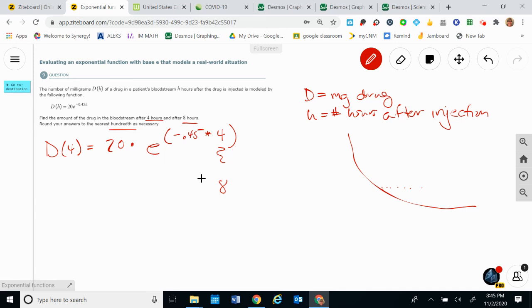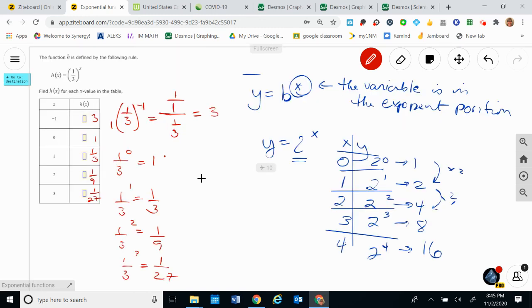Eventually this stuff is going to feel very easy to you guys. It's just a lot of plugging in. And I think that is it. That's day 1 of exponential functions.